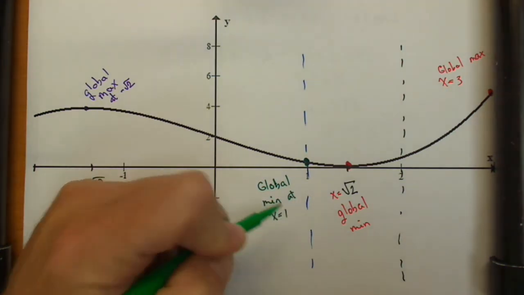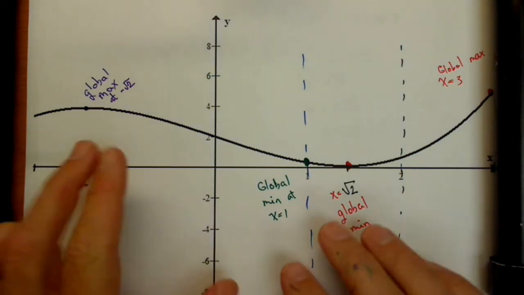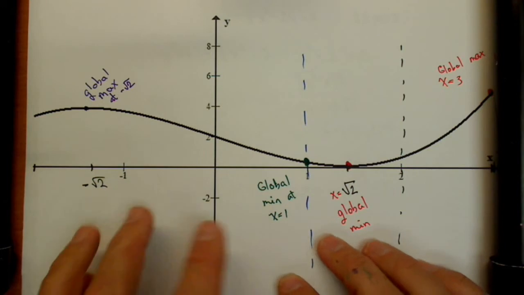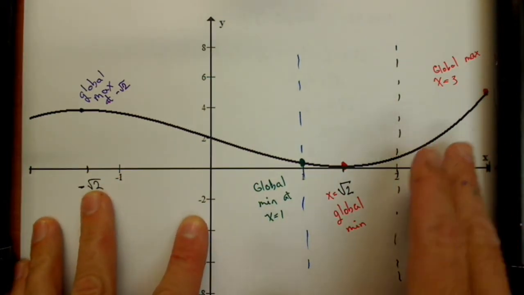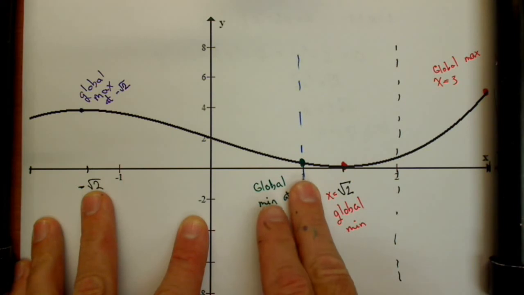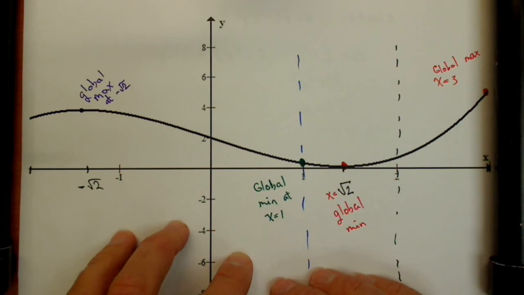So what we're seeing is that the global max and the global min not only depend on the function that we're looking at, but also depend on what our endpoints are, as our answers changed for each interval that we looked at. So our absolute max or absolute min are either going to be at a critical point or at an endpoint if we're on a closed interval.